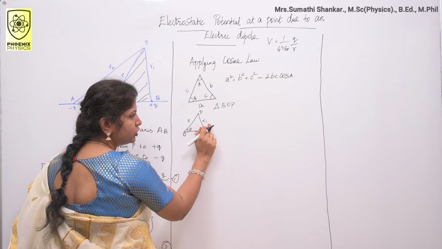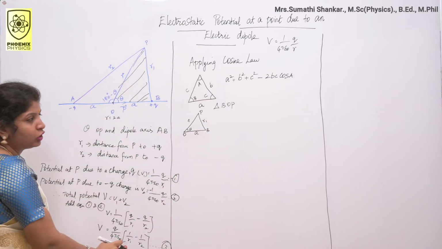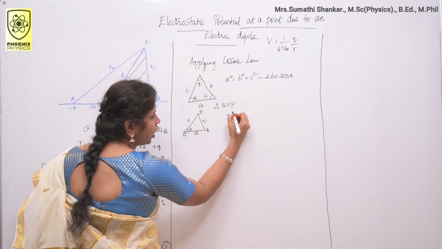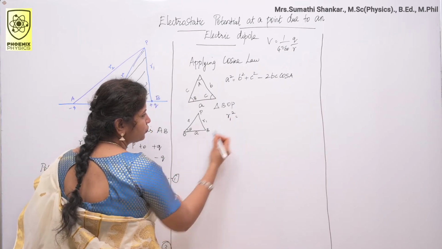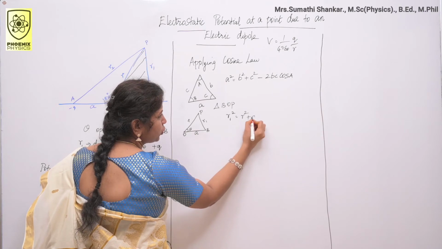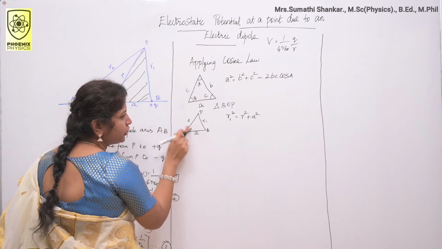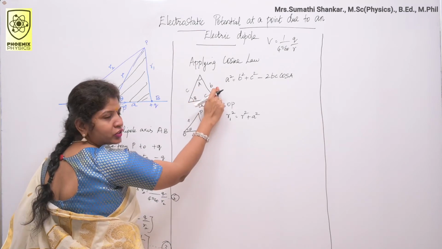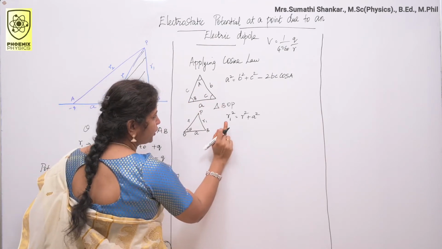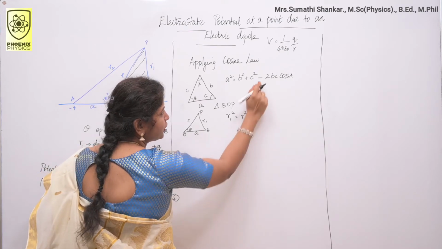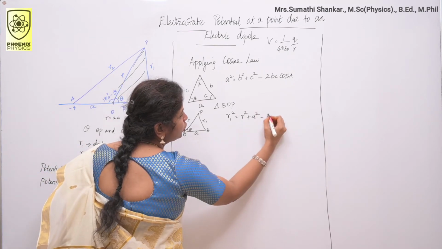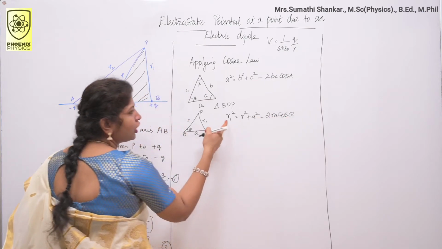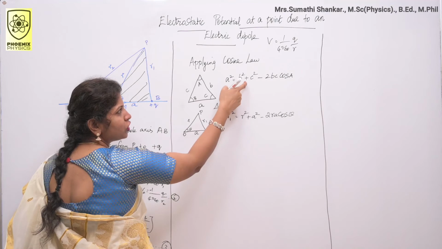You write the cosine formula. I want to find out this R1 because I need the R1 term. So, if I want to find R1, you write like this. R1 square is equal to r square plus a square, because these two are the adjacent sides. Here, for this angle, B and C are adjacent sides. So, R1 square is equal to r square plus a square minus 2ra cos theta. How did I write this equation? Based on this cosine law.